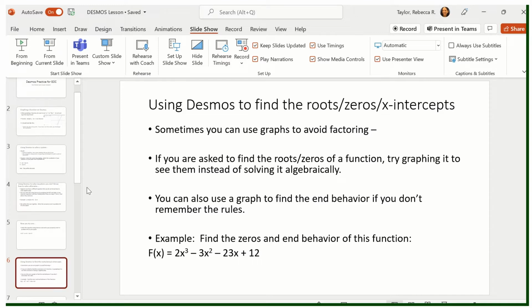Okay, using Desmos to find the roots, also called the zeros or the x-intercepts. So I actually don't know what verbiage is used on the EOC, but it could be different from the SAT or the PERT. I know today that I'm recording this, we had a lot of PERT and SAT testing, but they're all synonymous, so roots, zeros, and x-intercepts. Sometimes you can use graphs to avoid factoring. Factoring is one of the sticking points for a lot of students, and if you know what roots and zeros are, you can use the graphs to get around them.